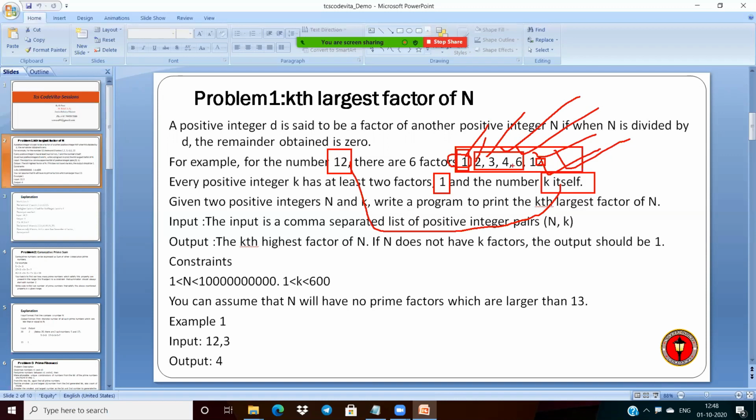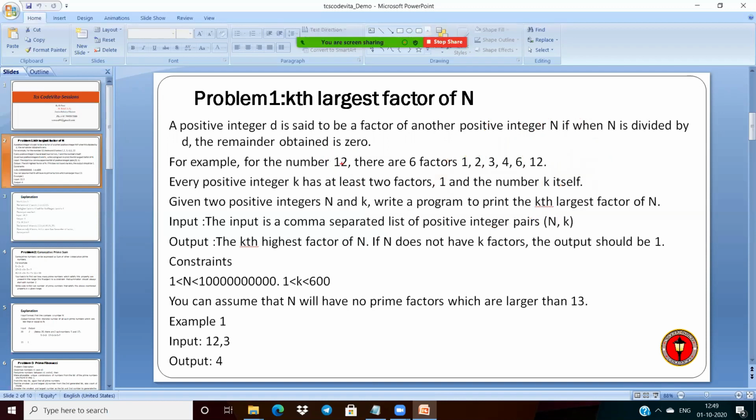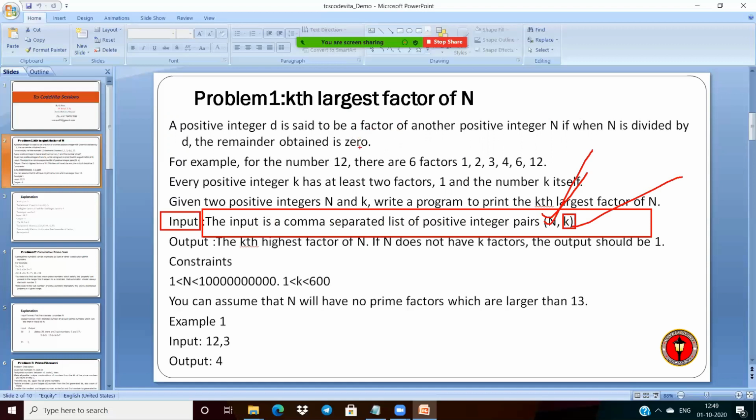In this question, we need to find the kth largest factor. Kth means, if 12 is the first largest factor, the second is 6 and the third is 4. Our intention is to find the kth largest factor of n. So what is the input here? Input is a comma separated list of positive integer n, k pairs. It consists of one input n and the k value. K means whether you want the first or second or third largest factor. So k is one input and n is the given number.